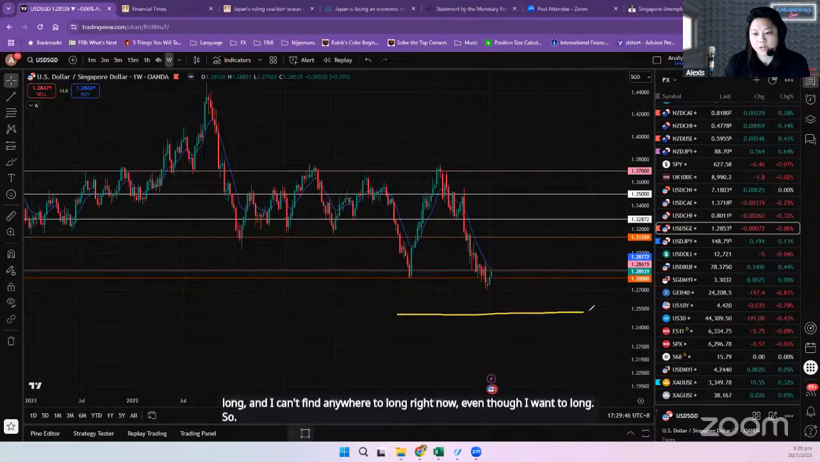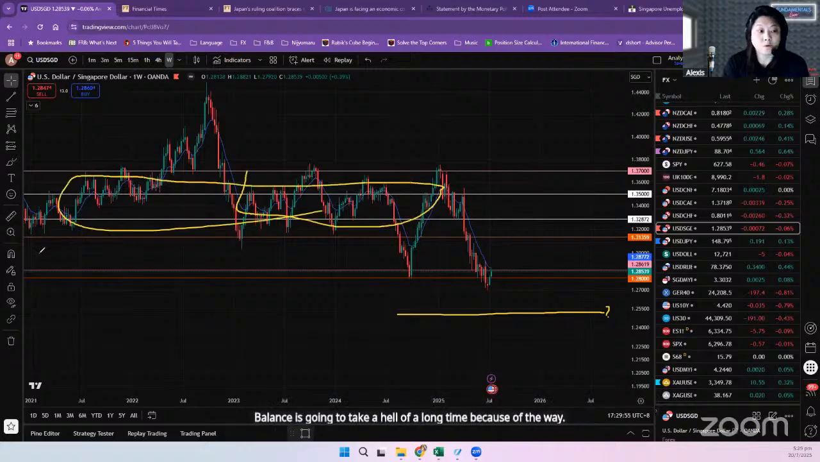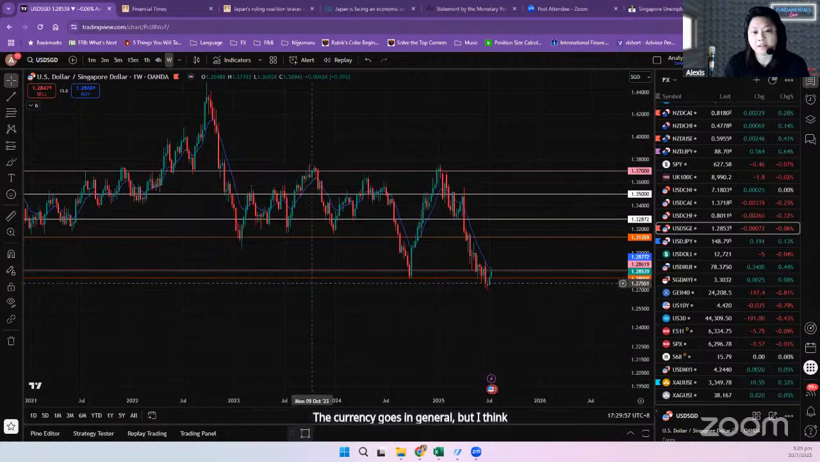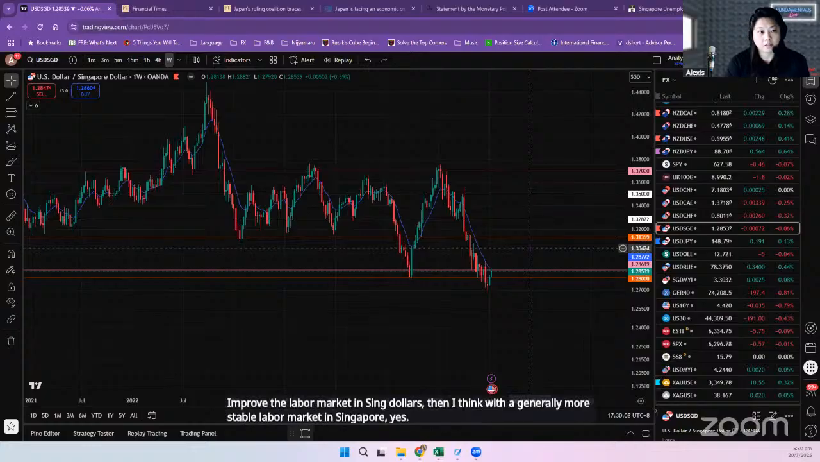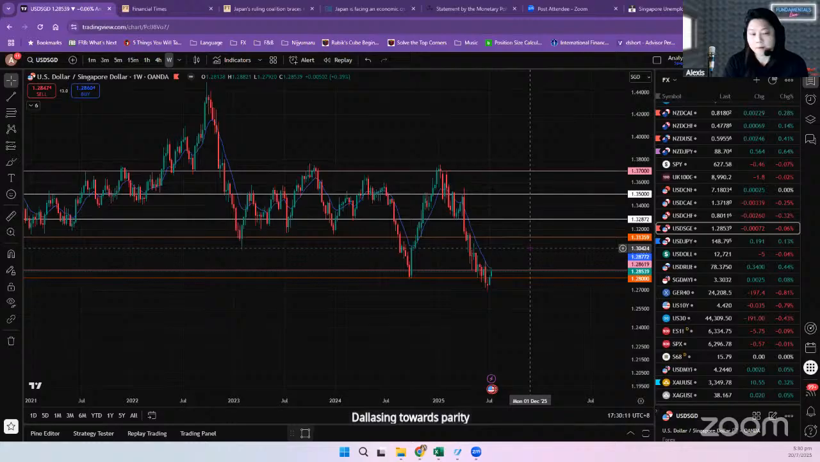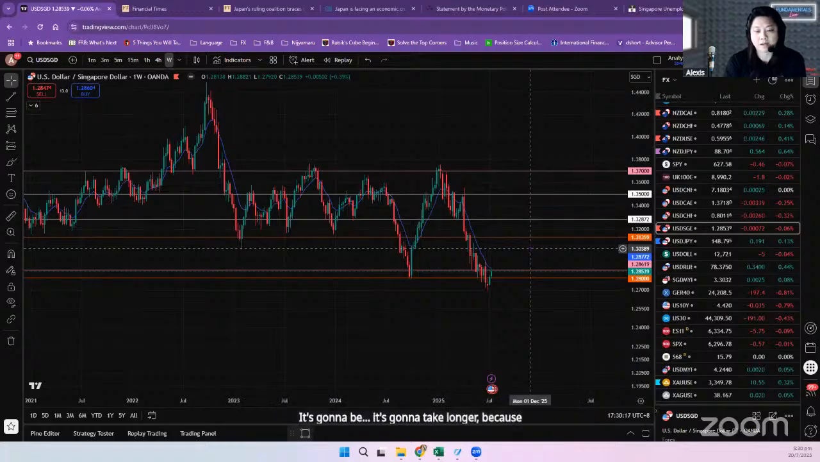So will it reach parity? Maybe eventually, but to get there, I think it's a very, very delicate balance. It's going to take a hell of a long time because of the way the currency goes in general. But I think the labor market will give us our answer. If the government is able to improve the labor market in Sing dollars, then with a generally more stable labor market in Singapore, yes, dollar Sing towards parity, higher probability. But if the labor market cannot keep up with technology, cannot keep up with the upgrades, then I think it's going to take longer, because it's such a delicate balance on that level.